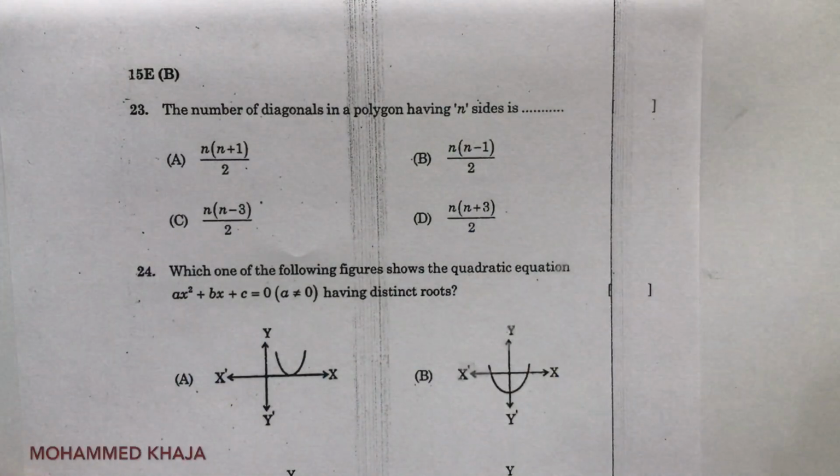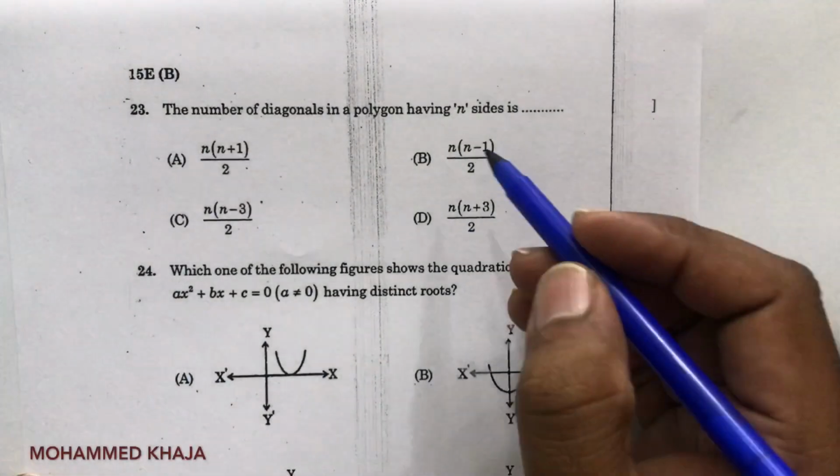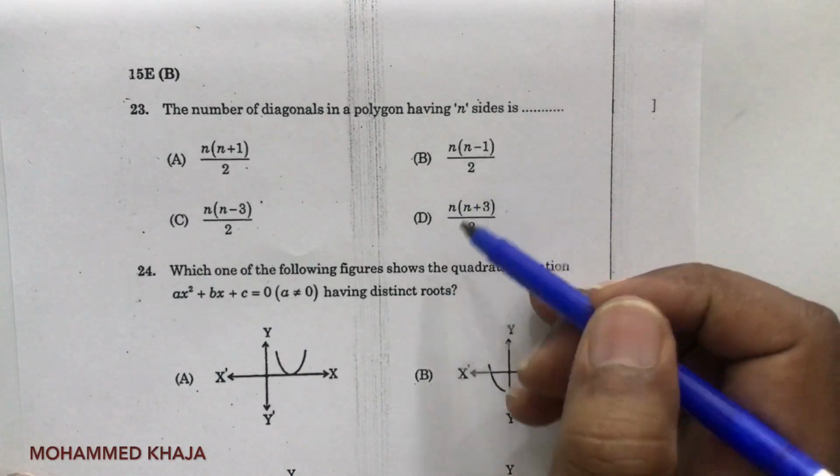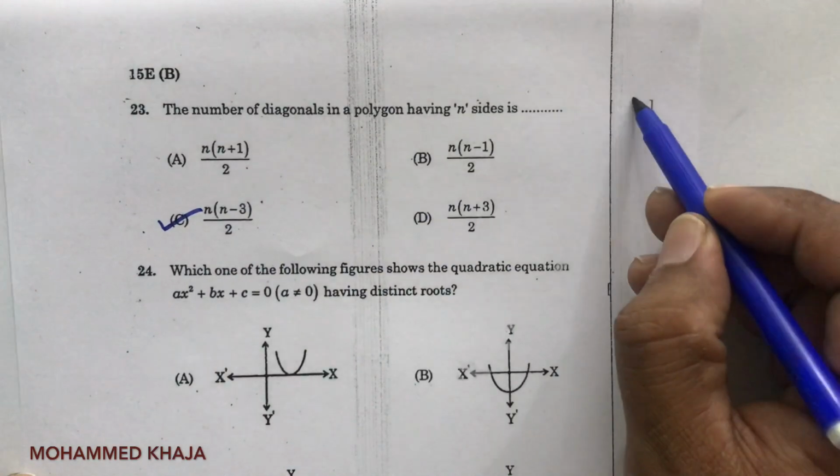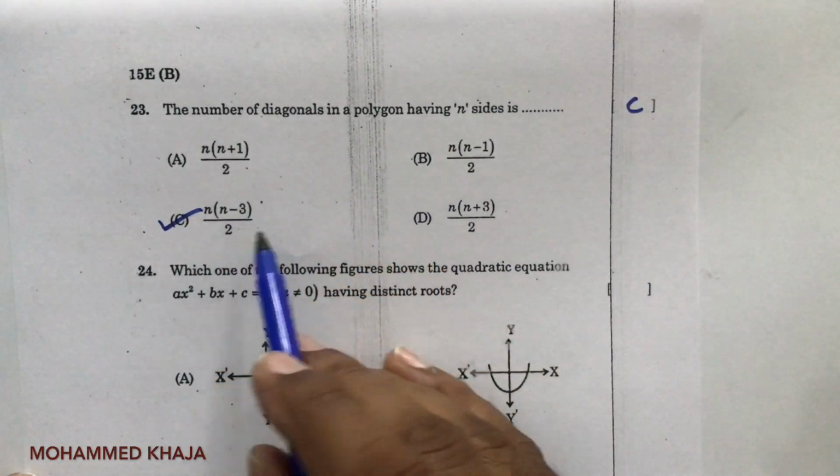The number of diagonals in a polygon having n sides is, see, the formula for the number of diagonals is n into (n minus 3) by 2. So the correct option is C. This is the formula for finding the number of diagonals.